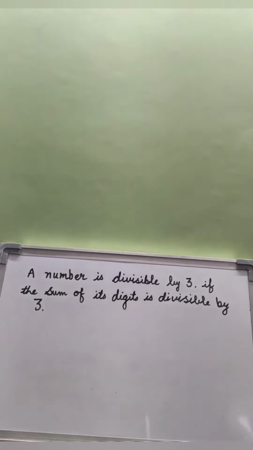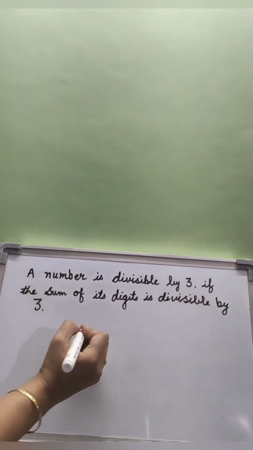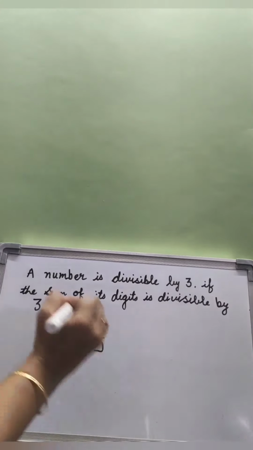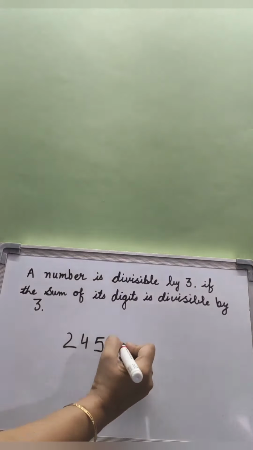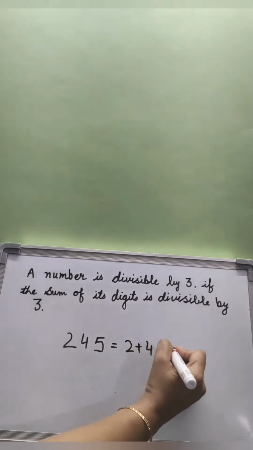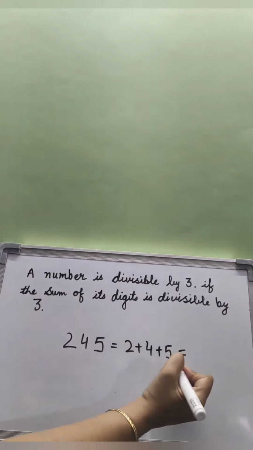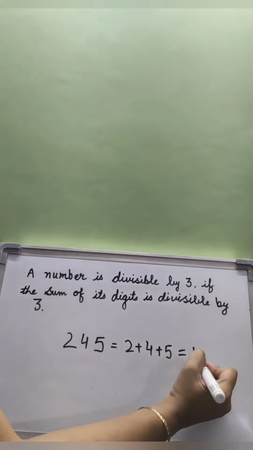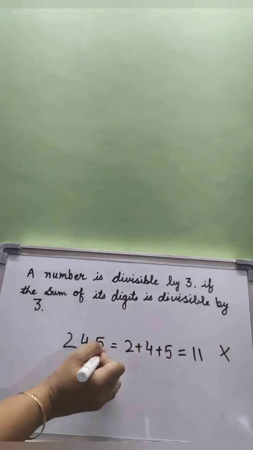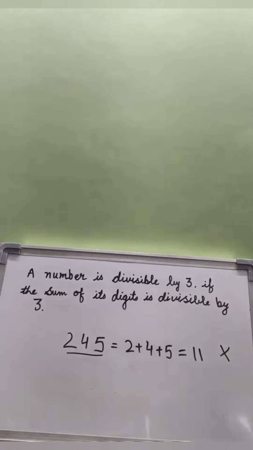A number is divisible by 3 if the sum of its digits is divisible by 3. Let's take an example, suppose 245. So I will add 2 plus 4 plus 5. The sum is 11 and 11 is not divisible by 3. That means 245 is not divisible by 3.